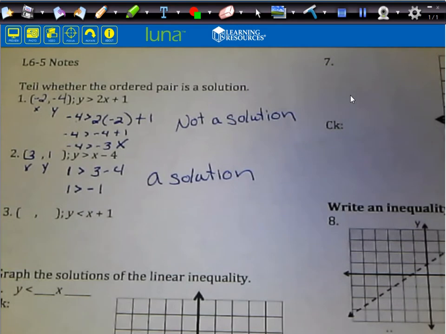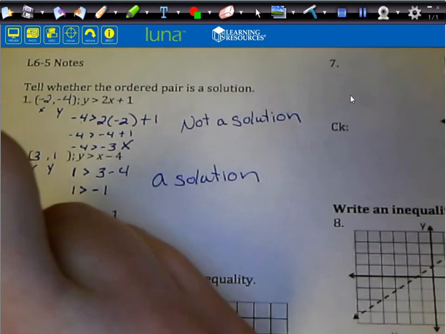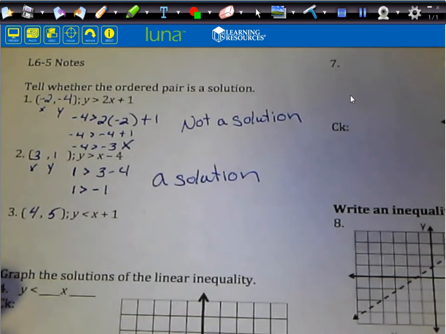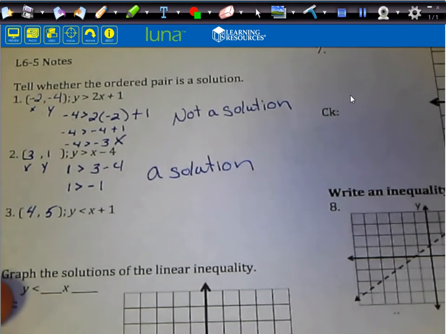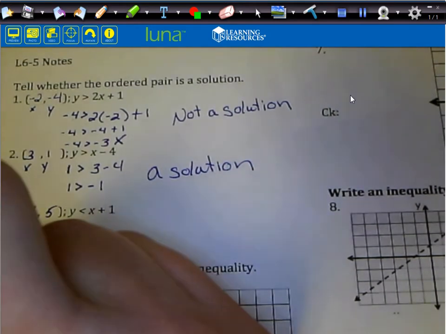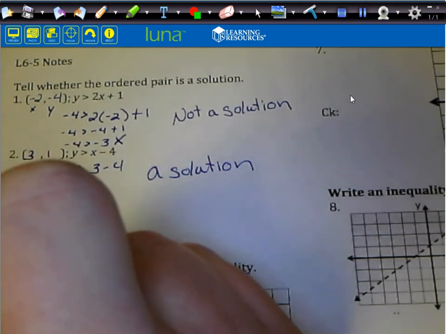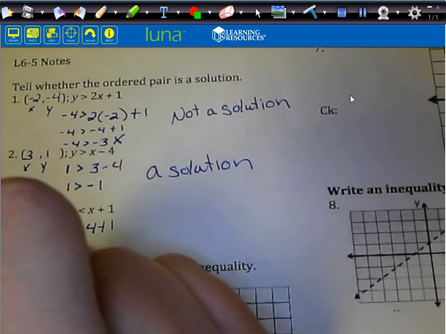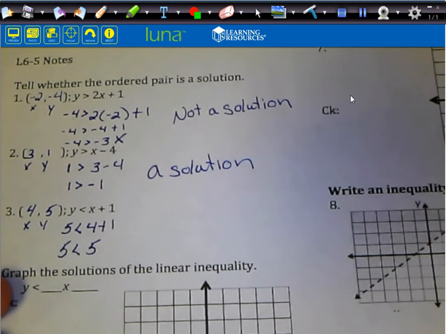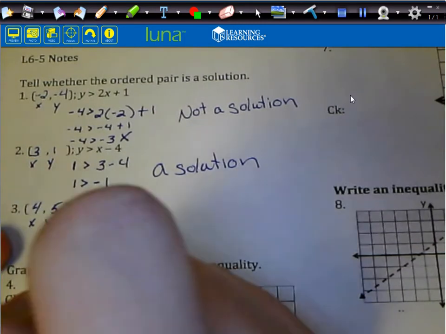We're going to do the same thing on number 3. Our point's going to be 4, 5. Go ahead and fill that in on your worksheet. And we want to know if that's a solution to y is less than x plus 1. So again, my x is 4, my y is 5. So I'm going to plug those in. 5 is less than 4 plus 1. Well, 4 plus 1 is 5, so we get 5 is less than 5. Now this one's a little bit tricky because 5 isn't actually less than 5. 5 is equal to 5, so this is not a true statement.